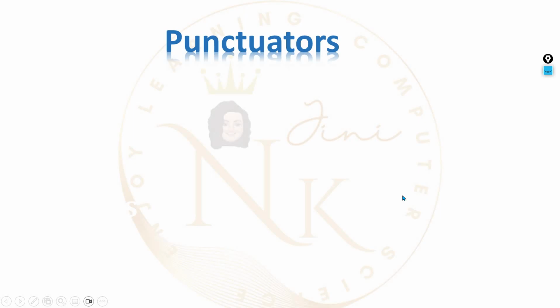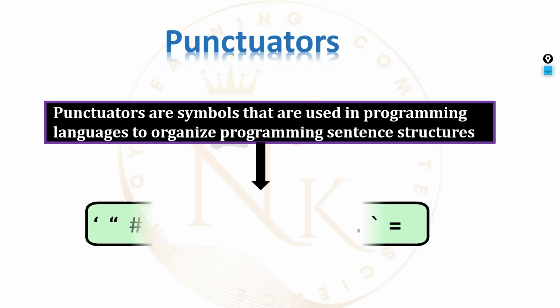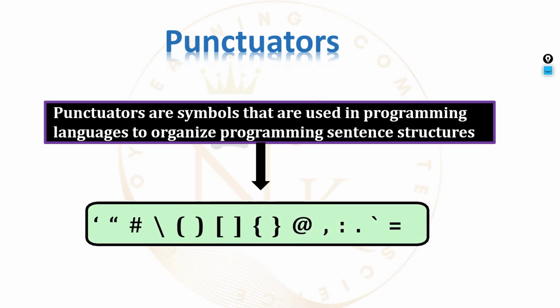Now the last one, punctuators. This is the last token. Normally in any programming language, we use punctuators to organize sentence structures. In Python also, punctuators can be used. These are symbols used to organize your programming sentence structure. These are the punctuators of Python: single quotes, double quotes, hashtag, backslash, parenthesis, square bracket, curly bracket, @, comma, colon, dot, and then complement, equal to.